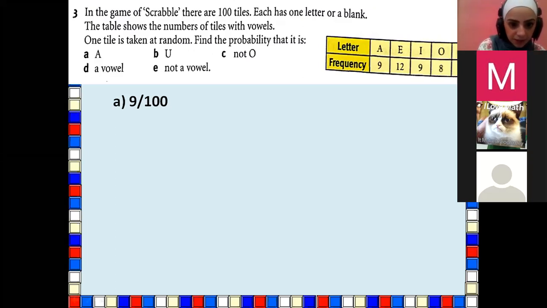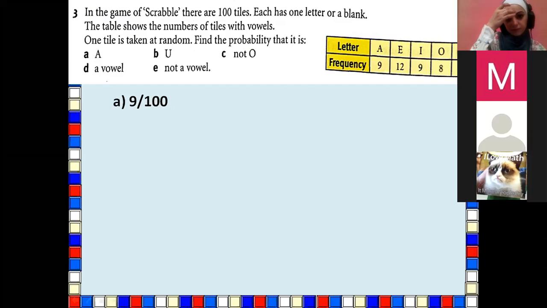Yalla, Maryam Yasin. Hi, teacher. Hi, Maryam. 4 out of 100. Yes, choosing U is 4 out of 100, and you can simplify it if you want to. Here, it's not needed. You don't need to simplify this. Okay, let's go to C.